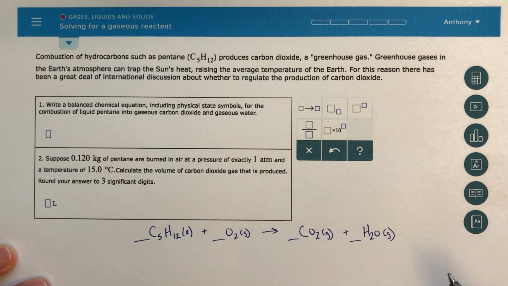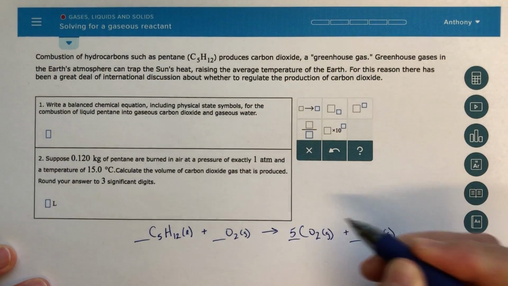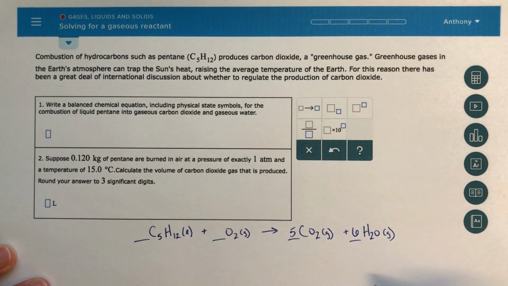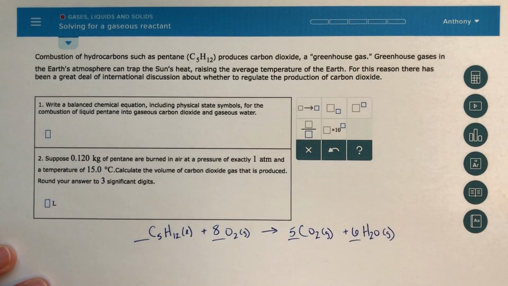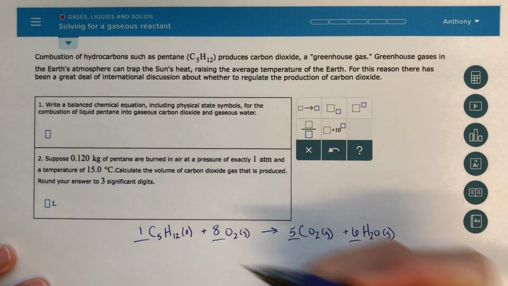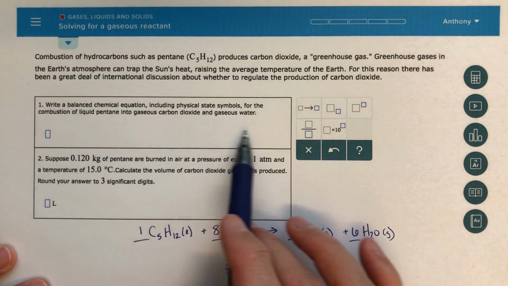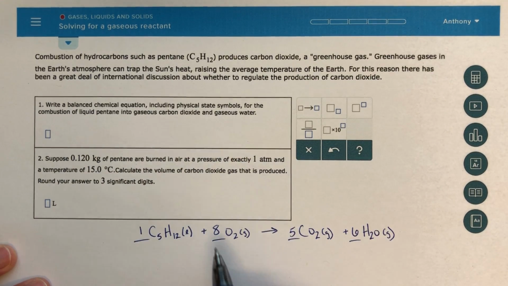Now that I have my reactants and my products, I would go through and balance this chemical reaction. The strategy would just be to look: I've got 5 carbons here, so I'm going to need 5 CO2. I've got 12 hydrogens, so I'm going to need 6 H2Os, and then balance my oxygens. I've got 10 plus 6 is 16, so I'm going to need 8 O2. This would be a 1, right? So that would be my balanced chemical reaction that I'm going to need to type in this space here. Make sure you don't forget your phase labels: liquid, gas, gas, and gas.